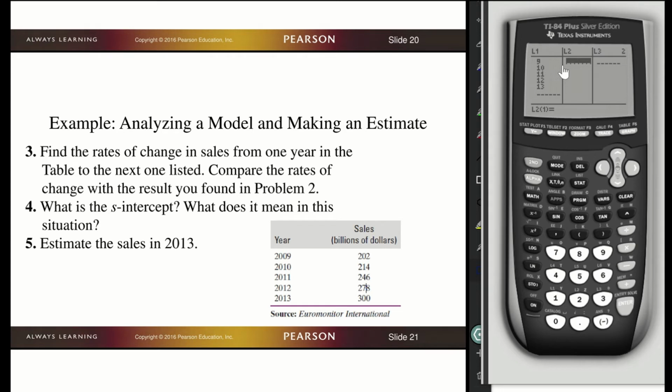Then we go into our second list and we're going to put 202. After each one you hit enter, so 214, 246, 278, 300.